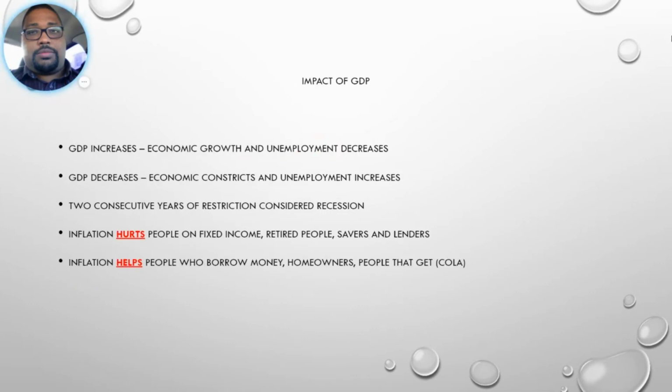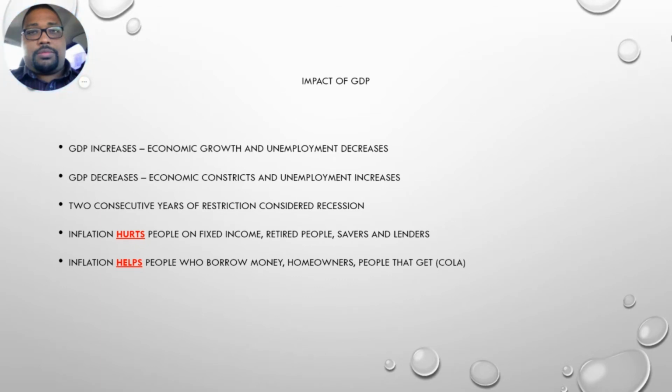When GDP increases, economic growth increases and unemployment tends to decrease. When GDP decreases, the economy constricts and unemployment begins to increase. If you have 2 consecutive years of contraction, it's considered a recession. There is some debate that it may not be 2 consecutive years of contraction, this could be 2 consecutive periods. All right, so that could be something that we look at a little bit later.